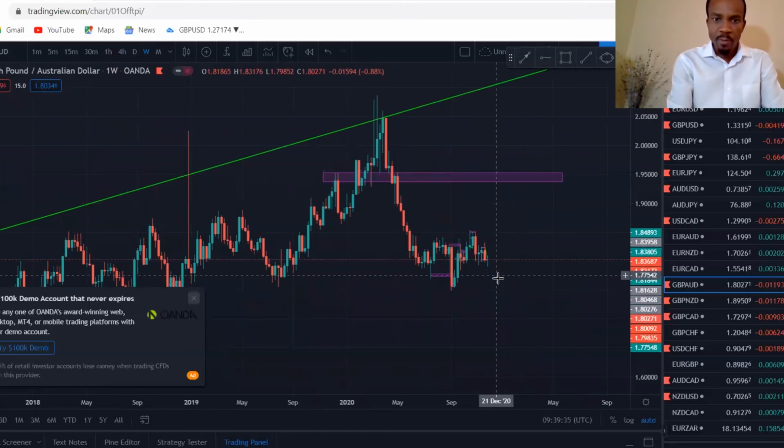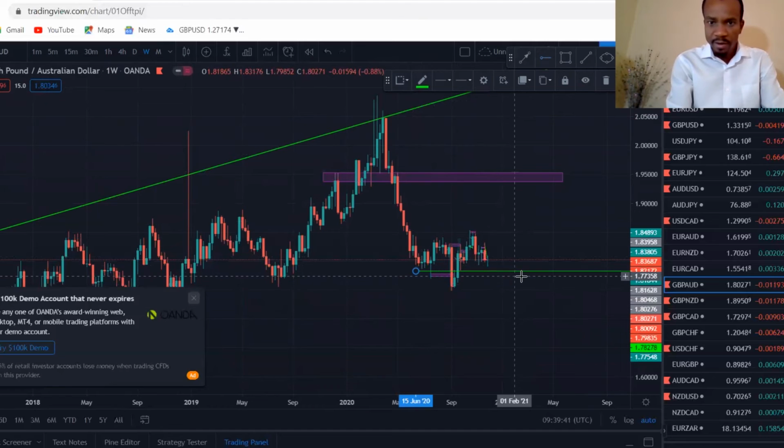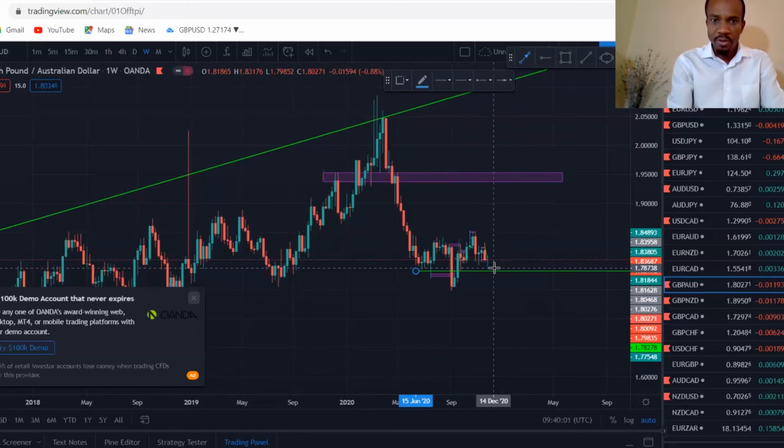You see, on a weekly time frame, there's something happening around this area of 1.7846. So as price continues, we'll be taking our profit. Our target is around there, 1.7846. Then from this level, price may decide to shoot back to this region.